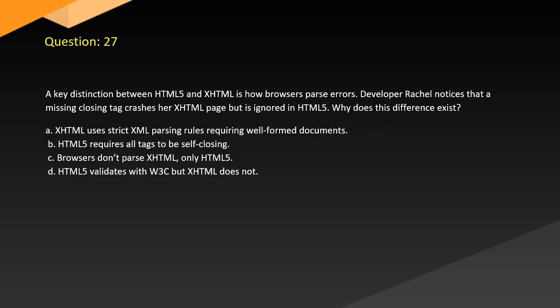Question 27. A key distinction between XHTML and HTML is how browsers parse errors. Developer Rachel notices that a missing closing tag crashes an XHTML page but is ignored in HTML. Why does this difference exist? A. XHTML follows strict XML parsing rules requiring well-formed documents. B. HTML requires all tags to be self-closing. C. Browsers don't parse XHTML and HTML. D. XHTML validates HTML, doesn't it?